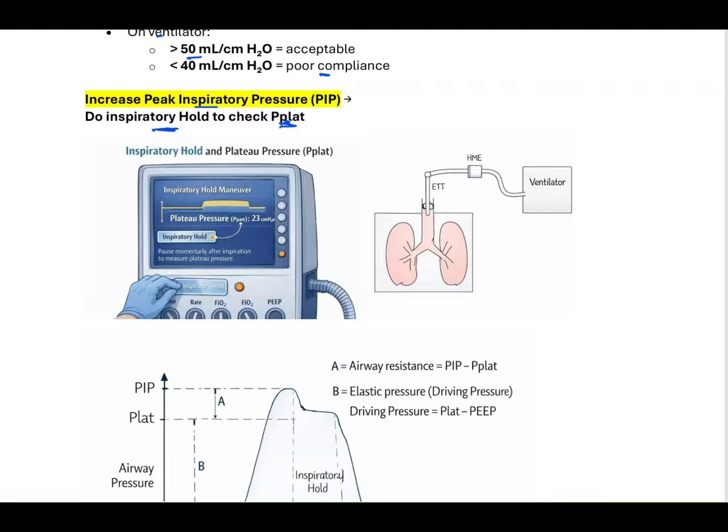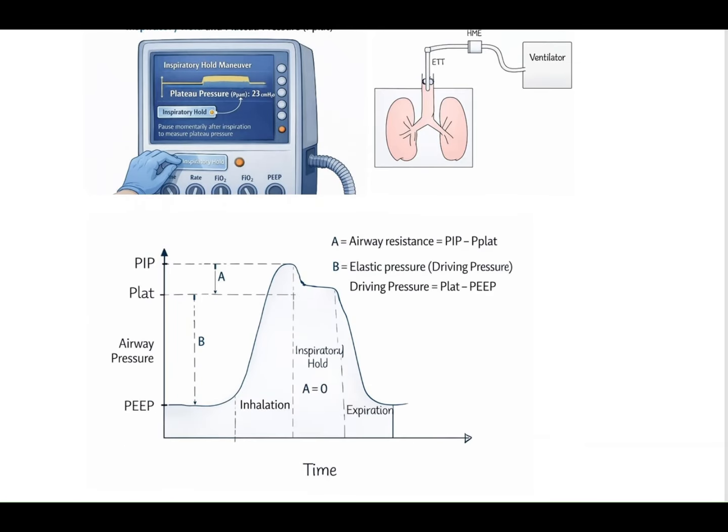The plateau pressure. So let's look at this graph. Anytime you see a graph, the first thing you want to do is orient yourself by looking at the axes of the graph. Looking at the y-axis, this is going to be the airway pressure. And on the x-axis, we have what?